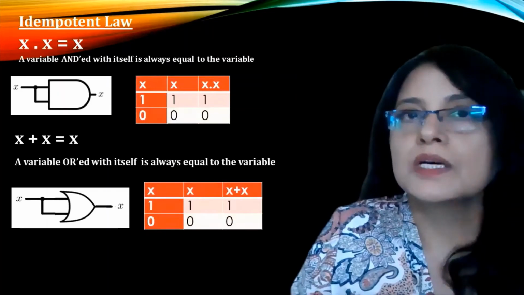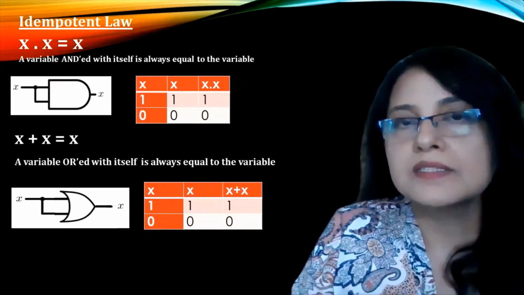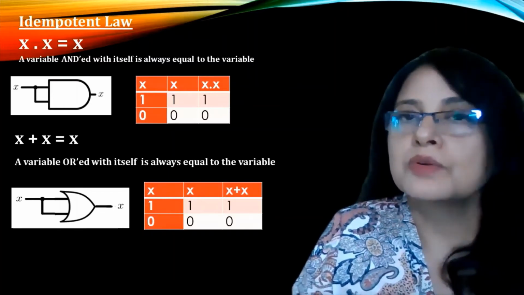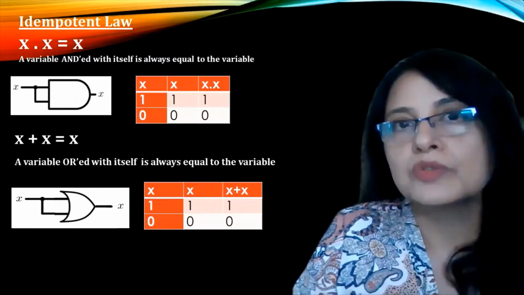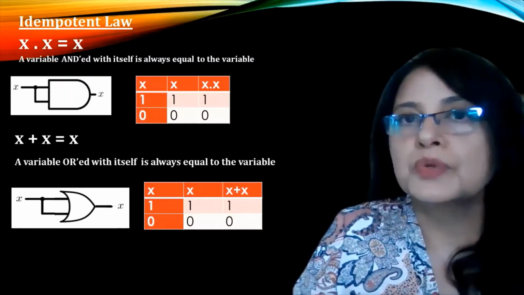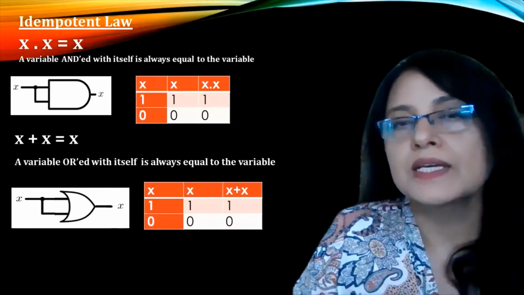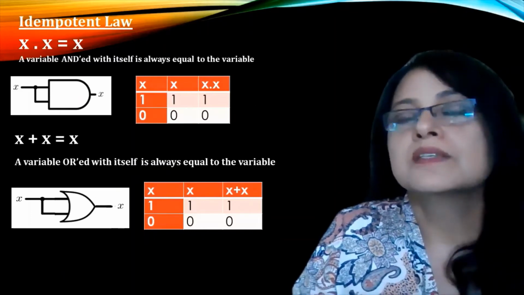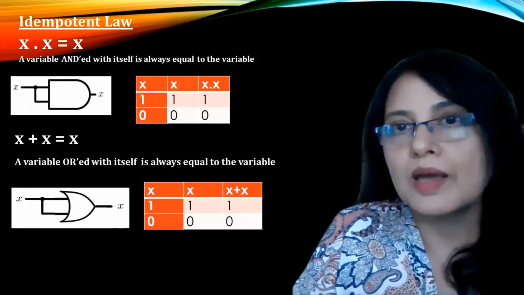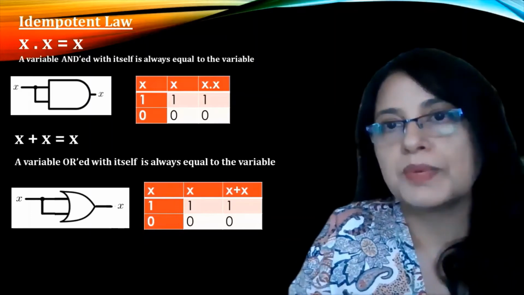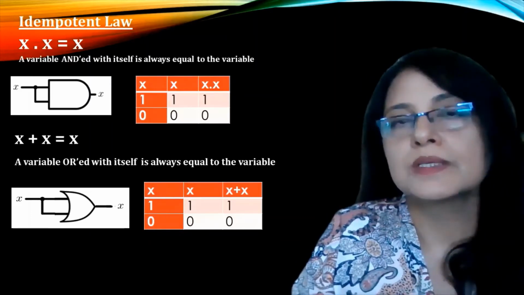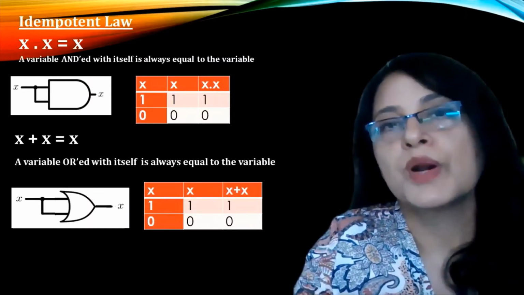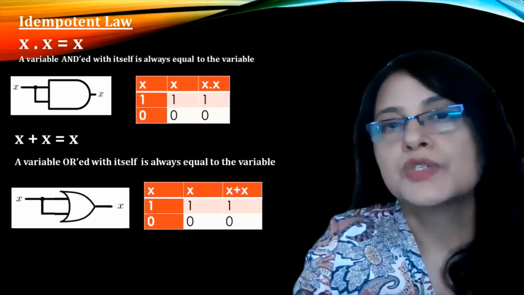The idempotent law says that if you say X and X, that means you AND it with itself, then the output is again going to be X. And this is also true in case of OR. So if you look at the truth tables, you will understand how X and X dot X have the same values. Similarly, X and X or X, that means X plus X, have the same value. And look at the circuit here. We have the input as X, and then X is branching out to give another input to the gate.